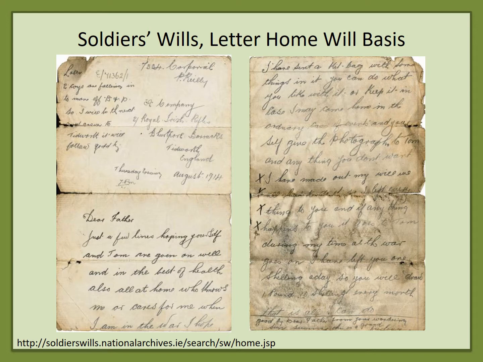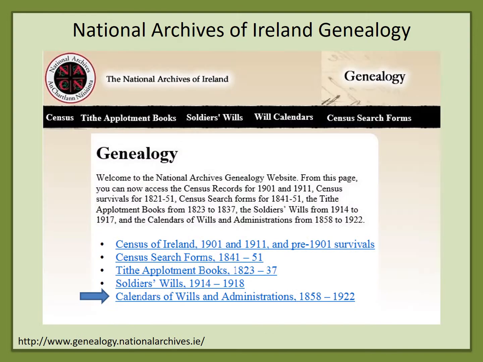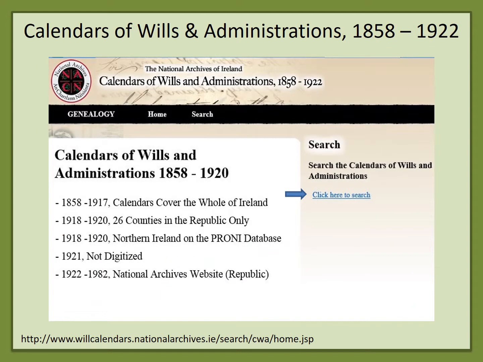Returning to the genealogy website homepage, the final National Archives collection is Calendar of Wills and Administrations. Calendars are available for all of Ireland from 1858 to 1917, for the 26 counties of the Republic from 1918 to 1920. The 1918 to 1920 calendars for Northern Ireland are on the Public Record Office of Northern Ireland website, or PRONI. The 1921 calendars have not been digitized.